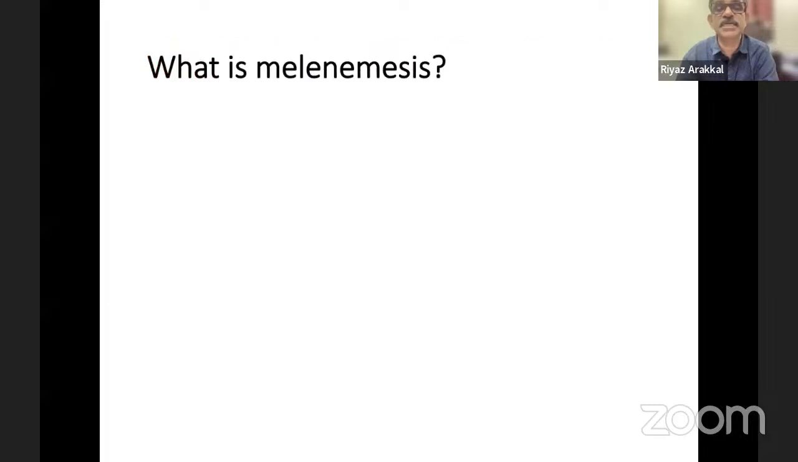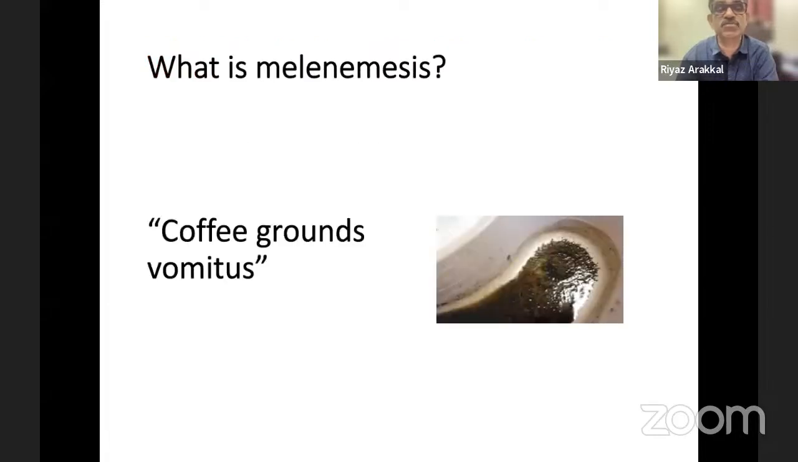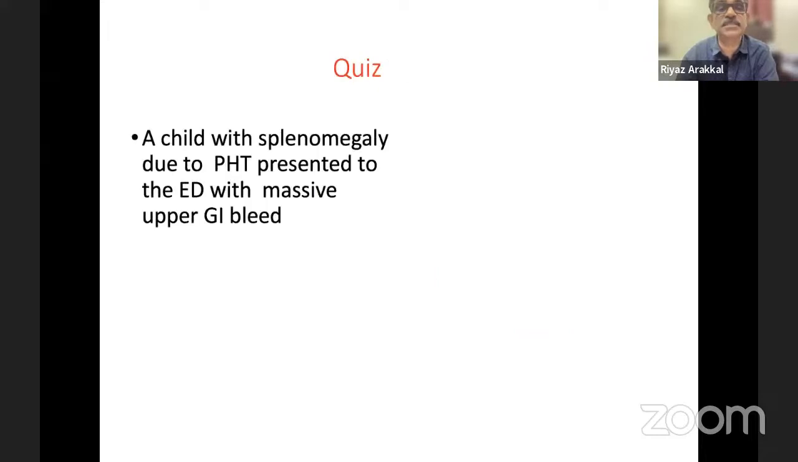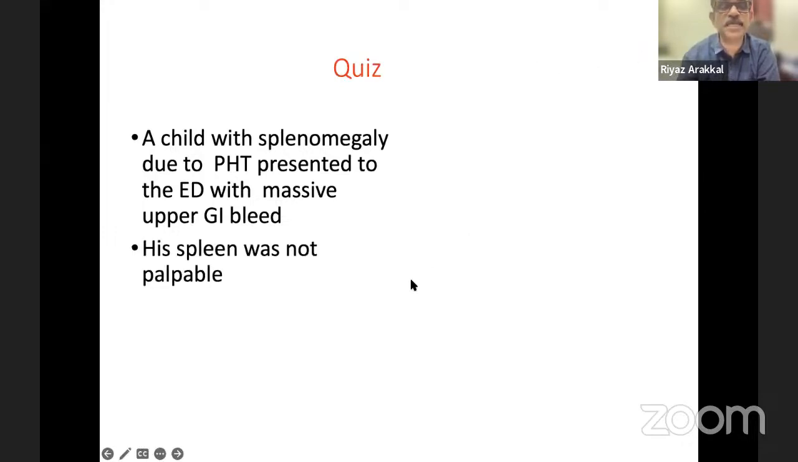What is melanemesis? I think we already mentioned that. Coffee grounds vomiting is also known as melanemesis. A child, this is for students other than Aisha, with splenomegaly due to portal hypertension is admitted to your emergency with a massive upper GI bleed. And you are surprised because the spleen is now not palpable.